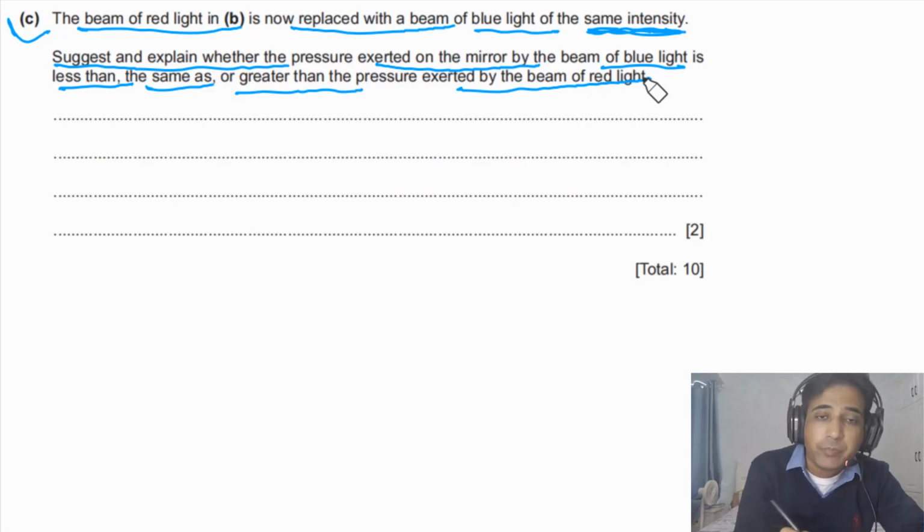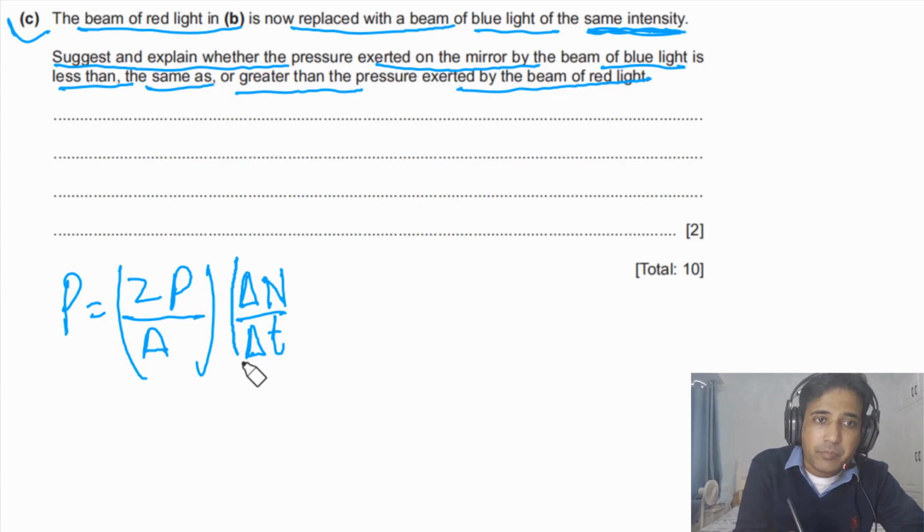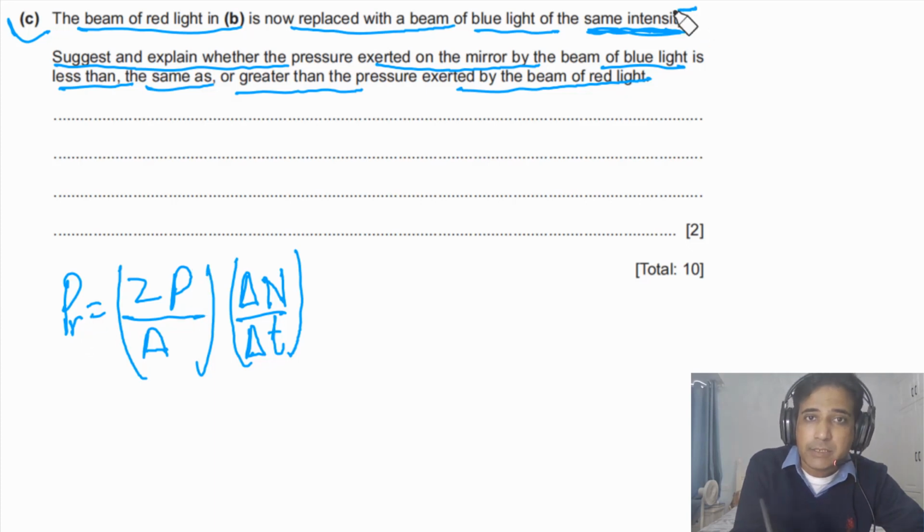In part B we have already discussed that pressure is equal to 2 times P, this is the momentum, over the cross-sectional area, times the number of photons per unit time, delta N by delta T. In order to answer this question, let me write here, this is representing pressure and this is representing momentum. In this case intensity is the same. I can explain this with the help of this.